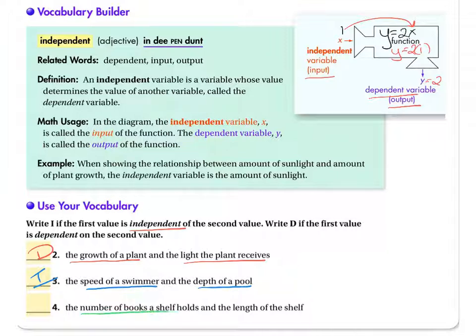The number of books a shelf holds, is that independent of the length of the shelf or dependent on the length of the shelf? Well, it is dependent. The longer the shelf, the more books that could possibly be held.